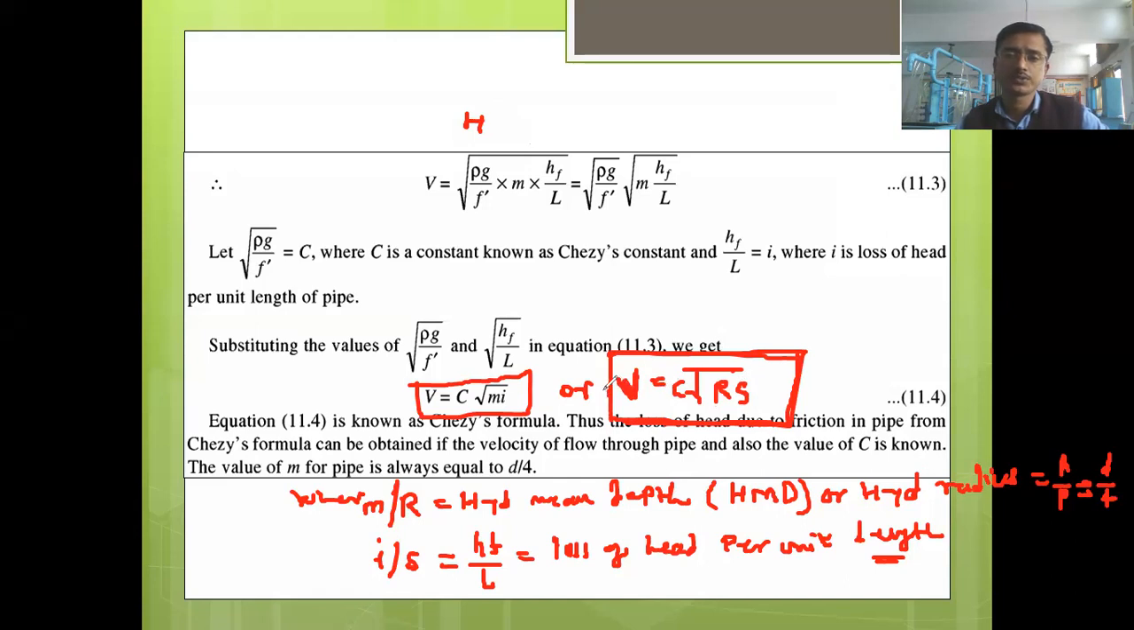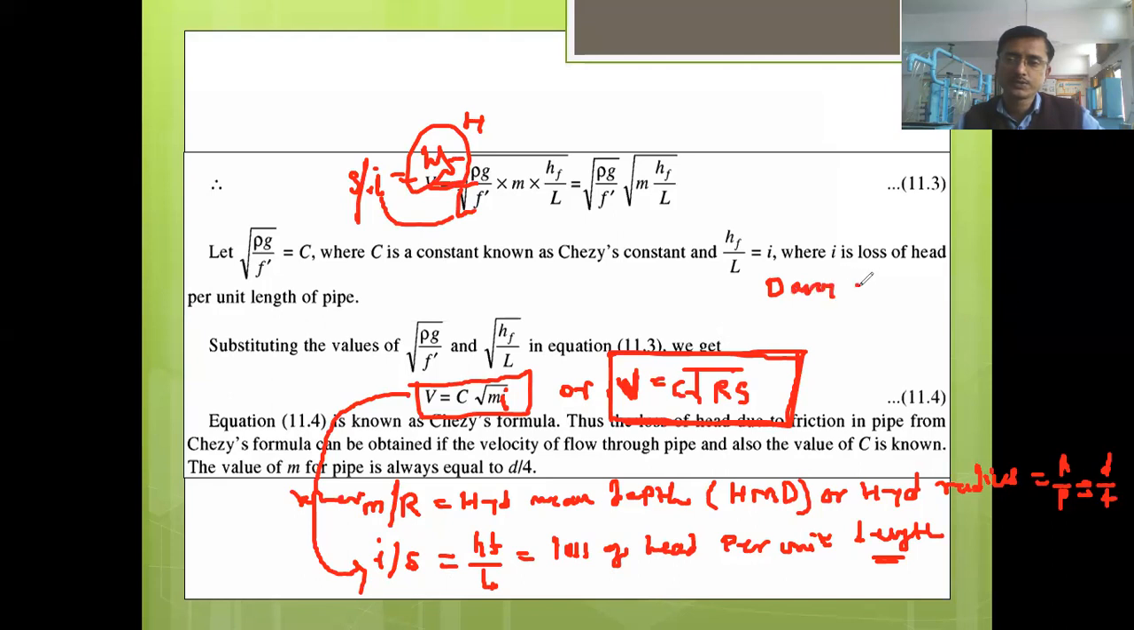The answer for this question is here, because this M or this I or S is nothing but the HF per unit length, head loss per unit length. Once you get the value of S or I, then you can use the formula HF by L. Multiply this S or I by L, then you will get the head loss due to friction for that pipe, right?